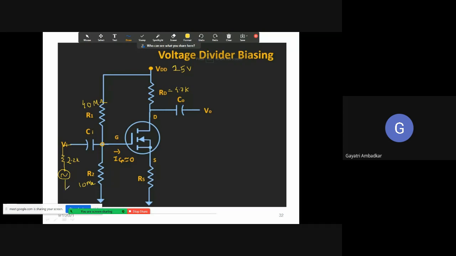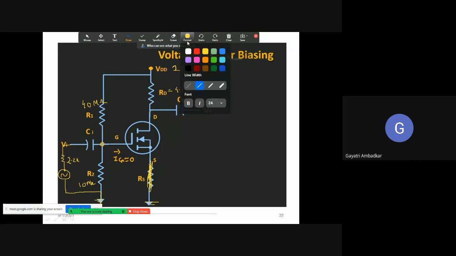I'm using this DC ground, and there is no RS in this case. RS is not there, so I have shorted this. There is no RS. So RD is 4.7K, R1 is 40 mega ohm, R2 is 10 mega ohm.